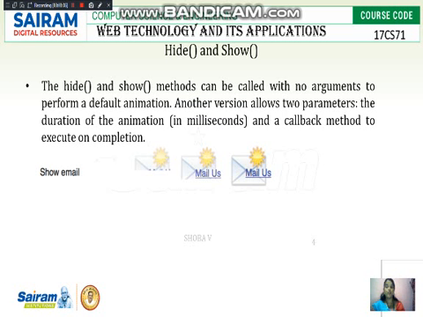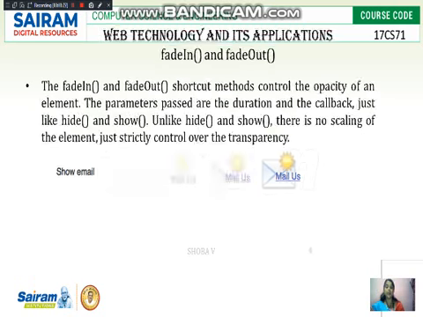The hide and show methods are called with no arguments to perform a default animation. Another version has two parameters. The first is the duration of the animation and the second is a callback method to execute on completion. These are the two parameters, and the duration is in milliseconds. And for fading, fade in and fade out, we can use these concepts in multimedia too. Within a fraction of a second you can get a view of all those things, and these methods control the opacity of an element.